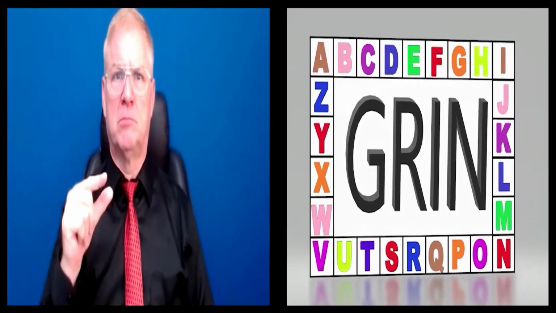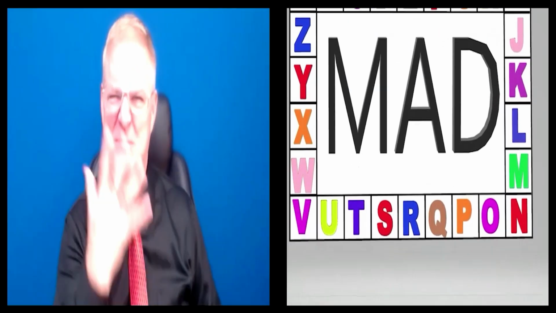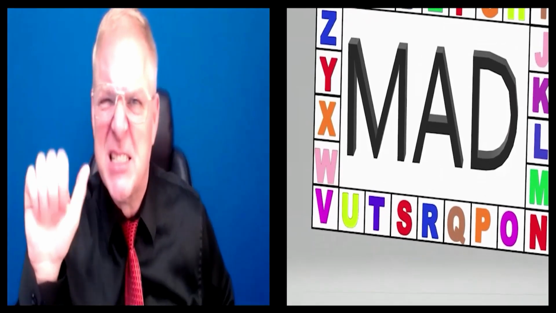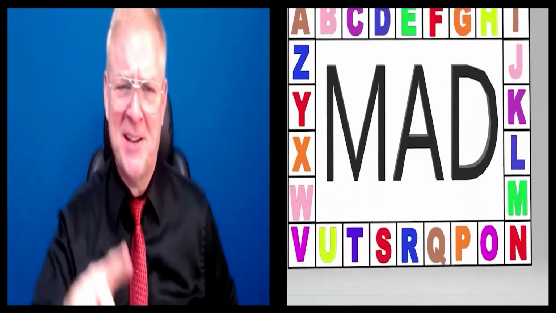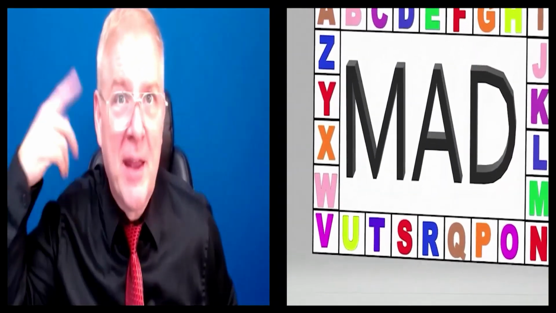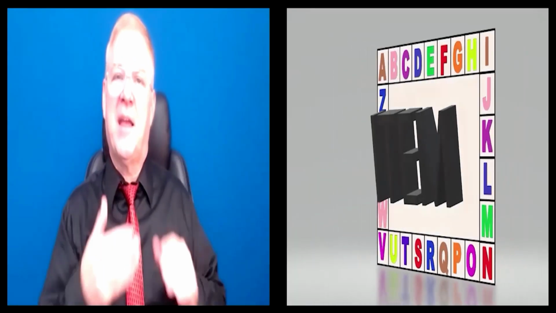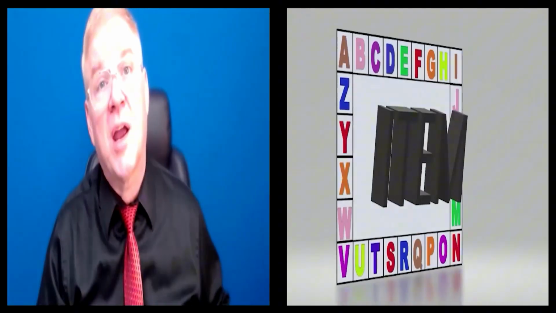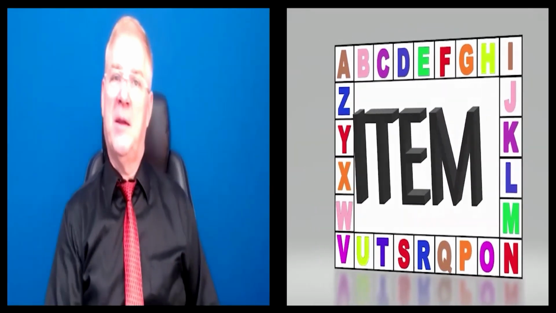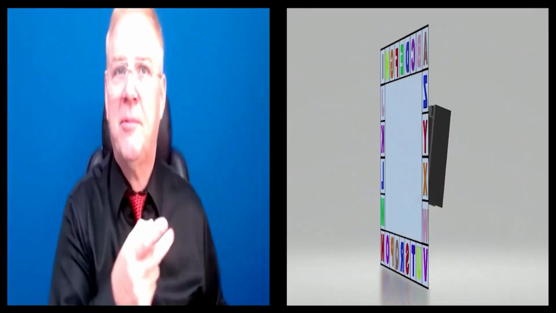You don't hide it. My face is mad. Why would I say grin, right? Have to show it. Mad. M-A-D. Mad. Or crazy mad, right? Mad about you, right? Depends on what you're saying. Item could be a thing, right? You too could be an item, right? So, again, sentence structure.